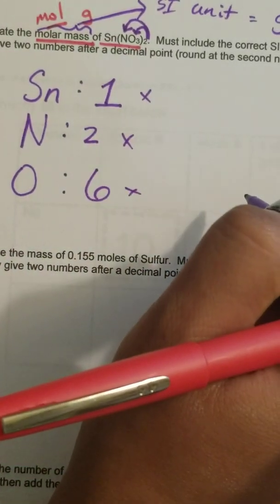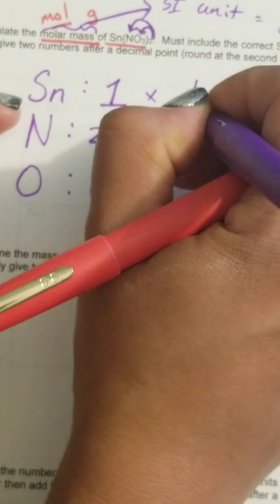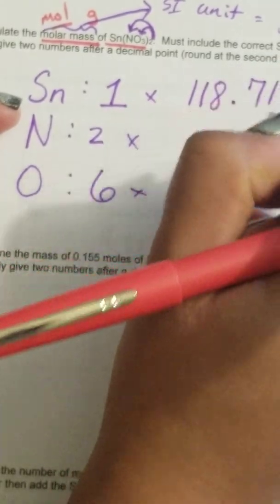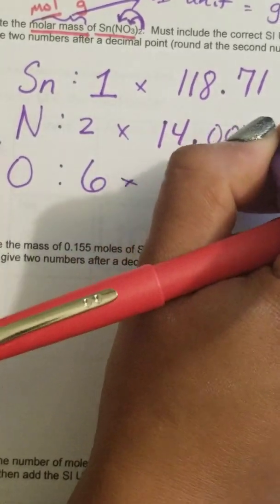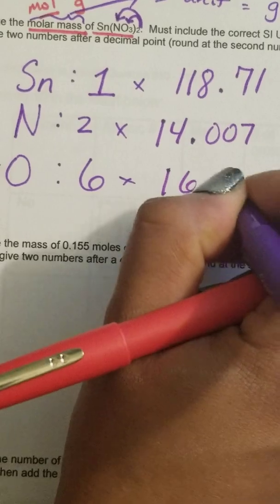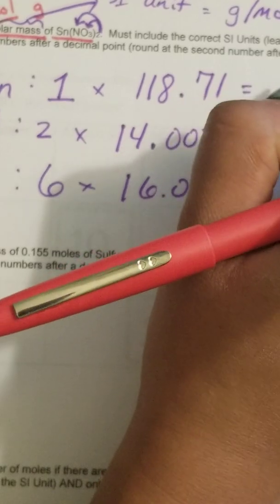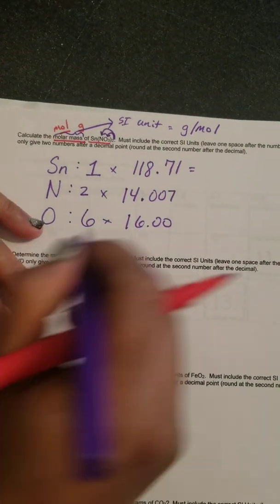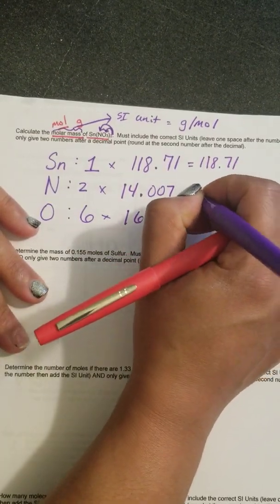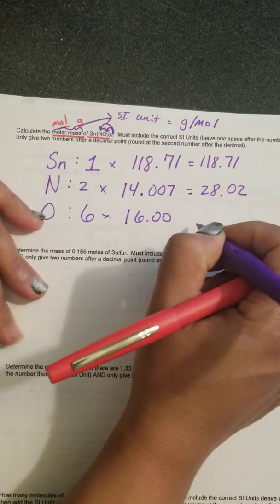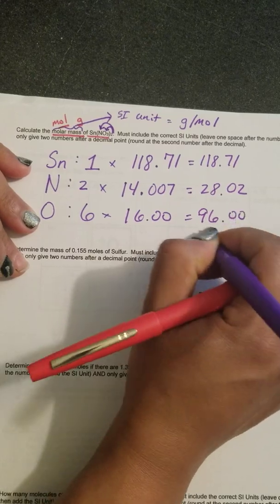Now let's go to our periodic table. What is the mass of Sn? 118.71. Nitrogen is 14.007. And then oxygen, remember we just rounded that one to 16. So 1 times 118.71 comes out to 118.71. 14.007 times 2 comes out to 28.02. And then 16 times 6 is 96.